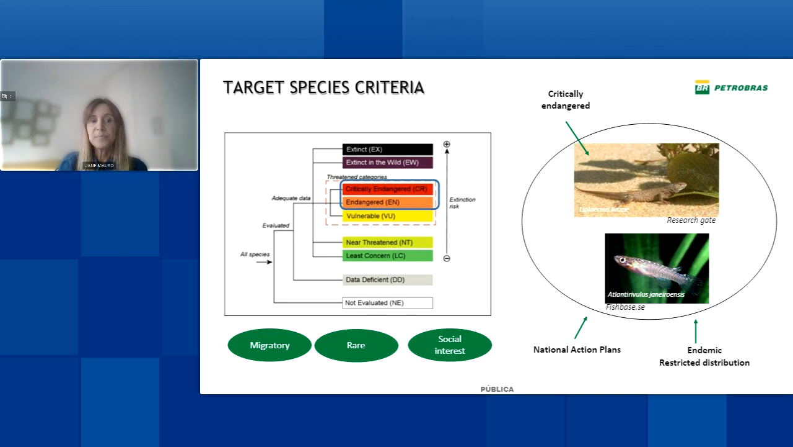To define the target species, we had the list of all the species that potentially could occur there, with previous studies and that were also identified. So we applied the methodology of defining the highest levels of threat, and also migratory species, rare species, species of social interest, species that are encompassed by Brazilian national action plans for conservation, endemic species, as well as restricted distribution species.